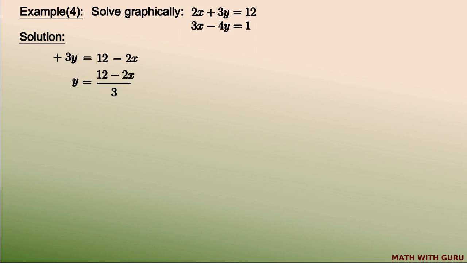Here, if we assign some arbitrary value for x, we may not get an integer value for y. In this example, if x equals 1, 2 into 1 is 2, 12 minus 2 is 10, we get 10 by 3 as the value of y. This is a fraction. Furthermore, if we change this into a decimal, we get a recurring non-terminating decimal, 3.333 and so on. In such a scenario, we cannot locate the point accurately. How do we avoid this? We need to assign such a value for x which yields an integer value for y.